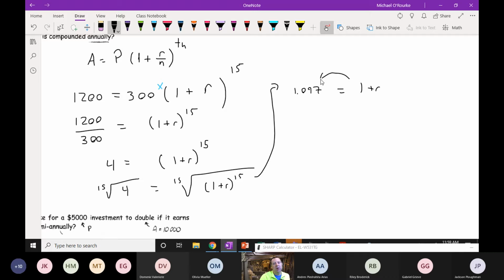And then I move this 1 over. It's a 1 plus right now, so this plus 1 is going to become a minus 1. So I'm left with 0.097, or 9.7%. Does that make sense for everyone right now?